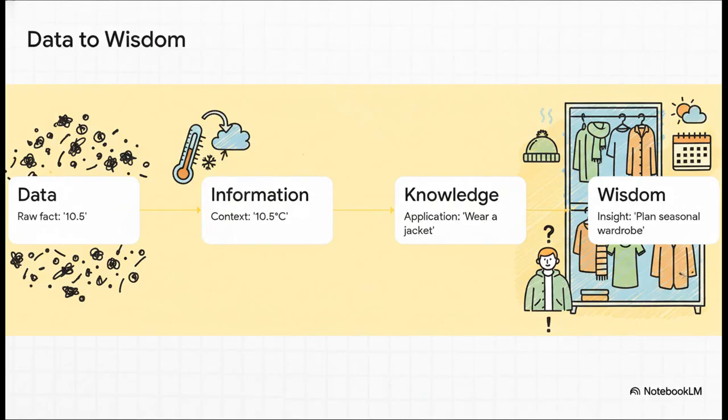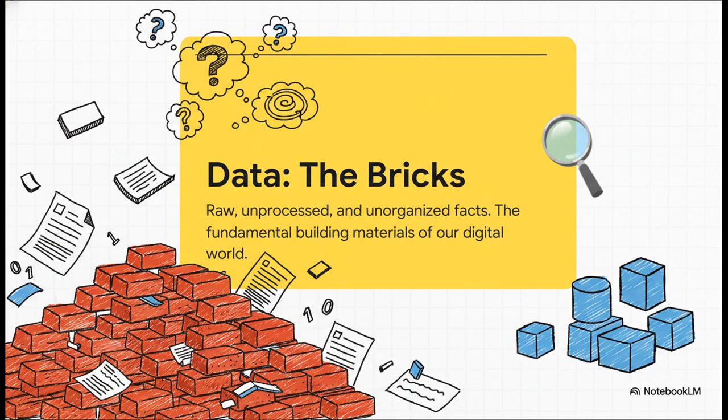Everything starts with just raw data, but data by itself, it's kind of useless. This pyramid shows the journey perfectly. The number 10.5, that's just data. It means nothing, but add some context, like degrees Celsius, and suddenly it becomes information. Apply that information, and now you've got knowledge. Hey, I should probably wear a jacket. And over time, that builds into wisdom, like planning your whole wardrobe for the season. The job of a good database is to help us on that journey from raw, meaningless data to genuinely useful information.